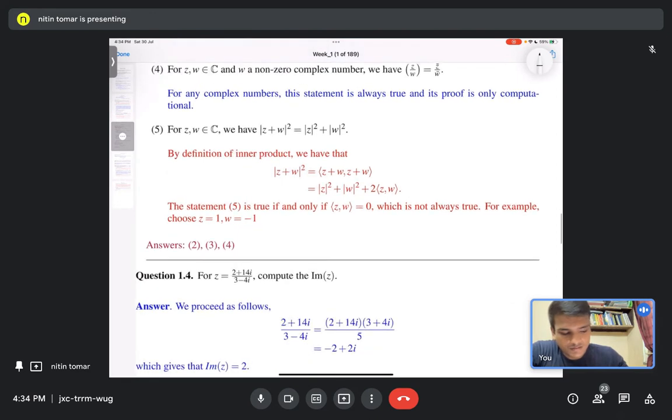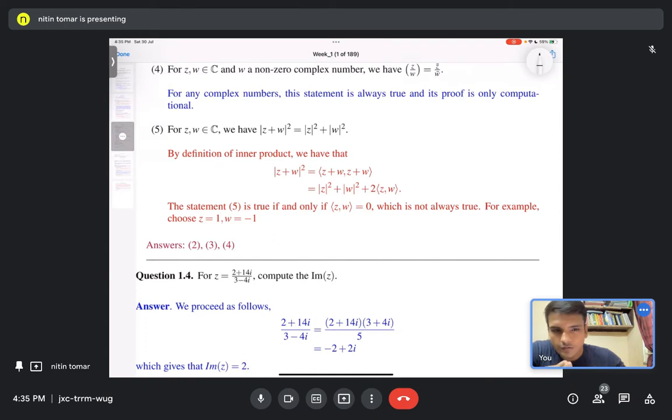Now the fifth one is interesting. The fifth one says, does this statement hold? If you have two complex numbers, then does modulus of z plus w square equal modulus of z square plus modulus of w square? This statement is not true. Why? Because you take z equal to 1 and w equal to minus 1. So LHS will be 0, right? And RHS will be 2. So this statement is not true. You can check.